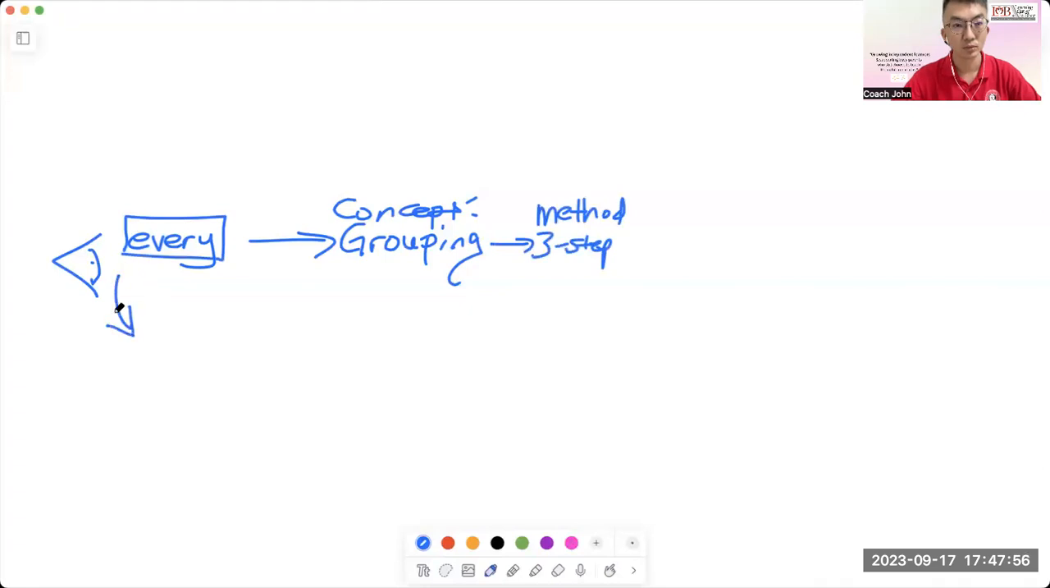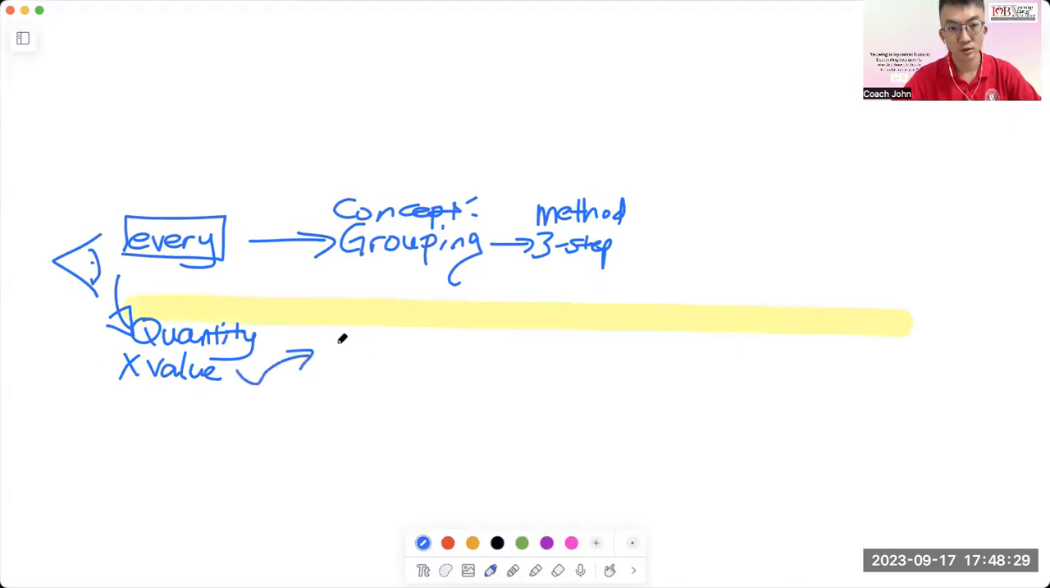The other one will be quantity times value. Okay, I'll just add a divider here. Okay, so what does it mean by quantity times value? Let me cover this one first because it's easier.